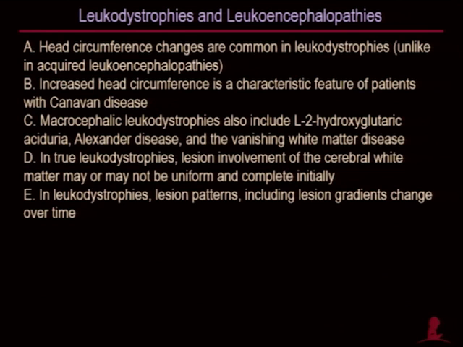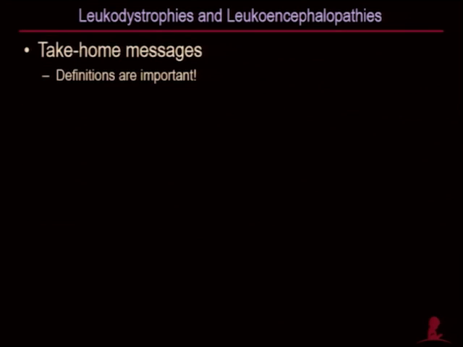And this is the last set of clues, regarding head circumference. Changes are common in leukodystrophy, so that's important. Unlike in acquired leukoencephalopathies, increased head circumference is a characteristic feature of patients with Canavan's disease. Please remember that. Macrocephalic leukodystrophies also include L2-hydroxyglutaric aciduria, Alexander disease, and vanishing white matter. In true leukodystrophies, involvement of the cerebral white matter may or may not be uniform and complete initially, and in leukodystrophies, lesion patterns, including lesion gradients, change over time.